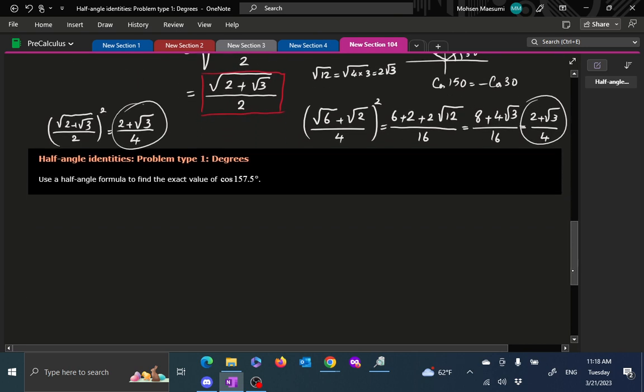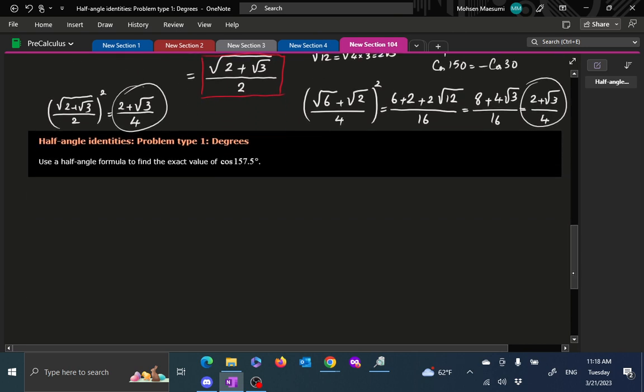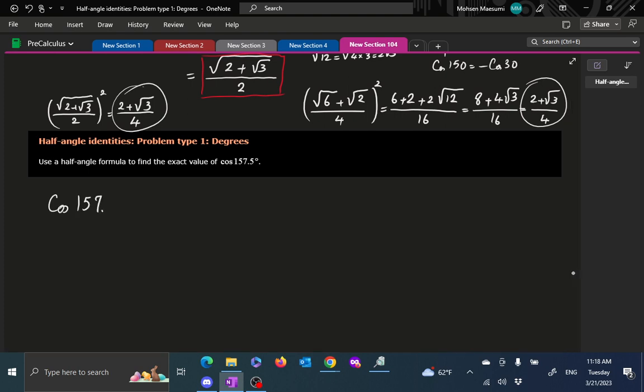Here we have another one, cosine of 157.5. Well, if this is to be done this way, we double this, so it becomes 315 degrees divided by 2. We look at this angle. Which quadrant is it in? 157, of course, is somewhere in the second quadrant. Well, what's the cosine of an angle in the second quadrant? It's going to be negative. So the choice is negative here.